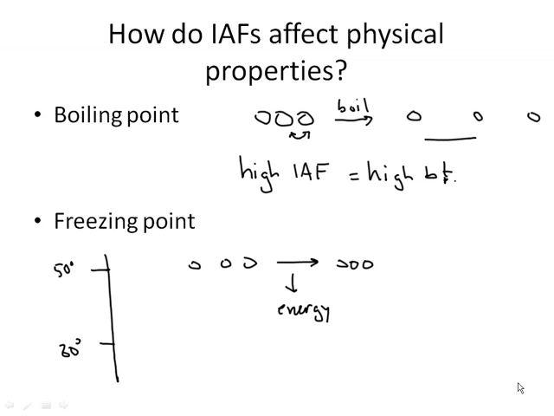So if something has high attractive forces, then I probably don't have to remove very much energy to get them to interact with one another. On the other hand, if something has weak intermolecular attractive forces, I have to remove a lot of energy, which would result in a low freezing point in order to get a solid. So high intermolecular attractive forces will give me high freezing points. And weak intermolecular attractive forces will give me low freezing points.